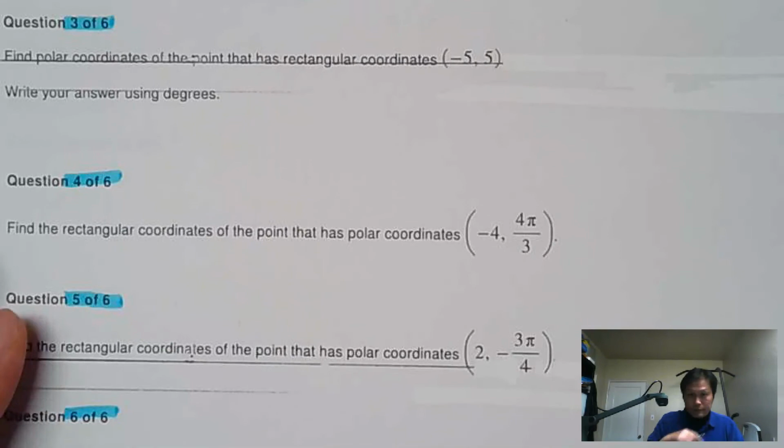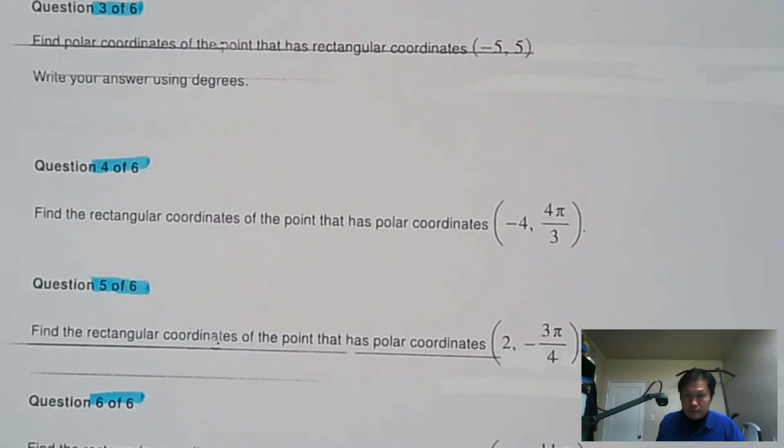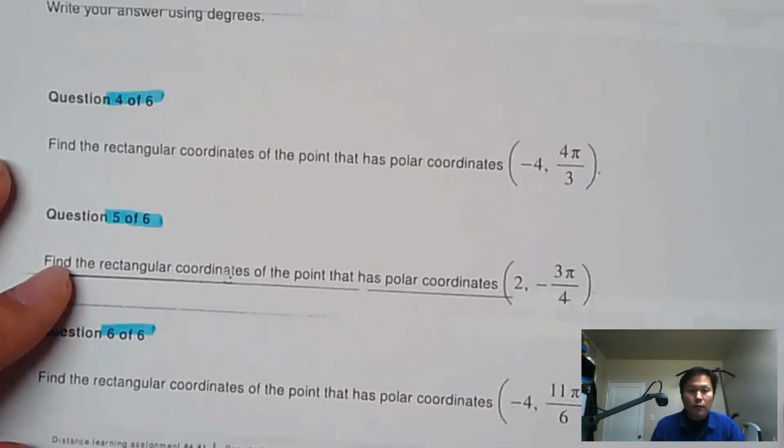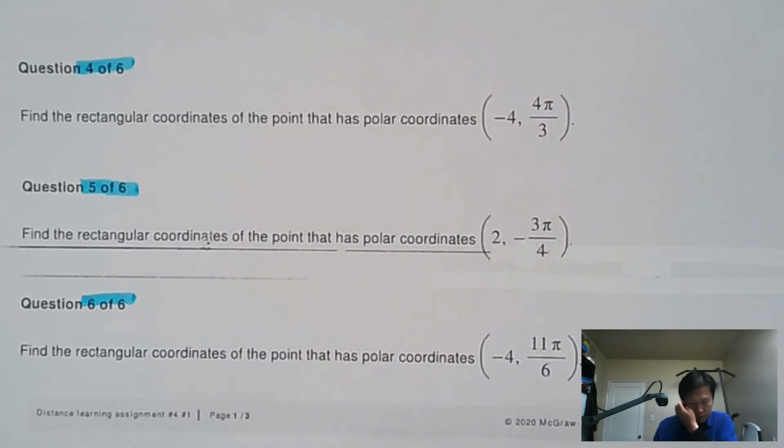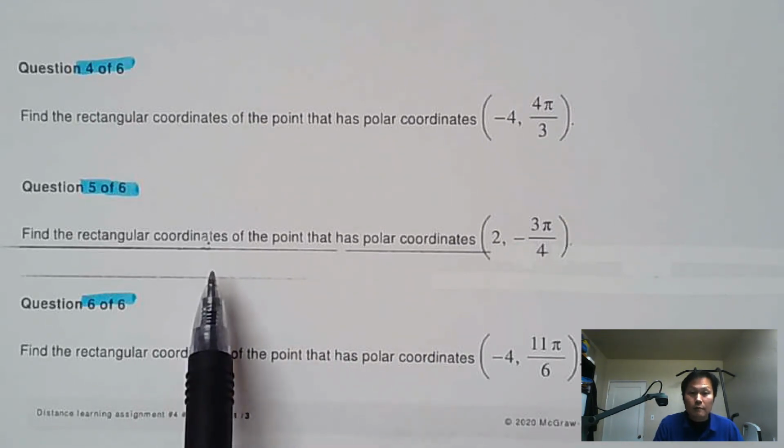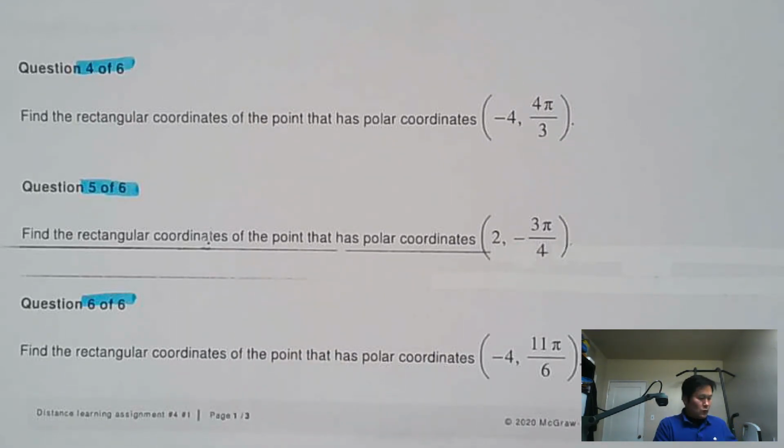So that's one example I gave you. I can do maybe one more example.